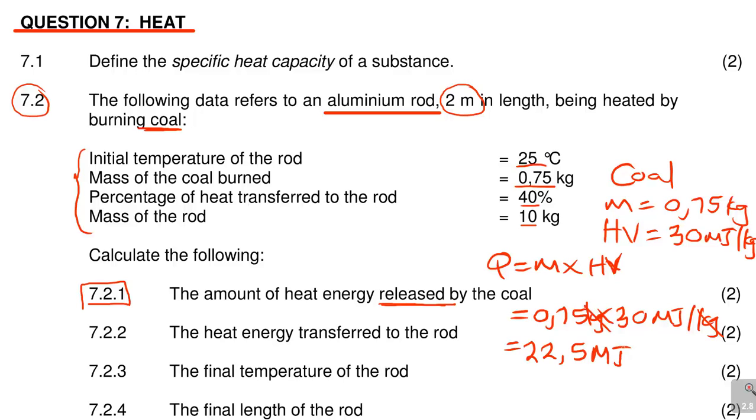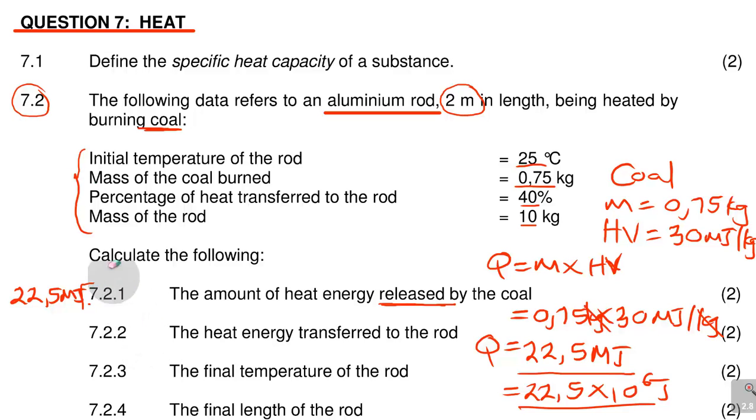What will be left? Q is measured in joules. But in this case, we are looking at Q being 22.5 megajoules. Now, don't forget, megajoules is the same as saying 22.5 times 10 to the power 6 joules. That's what it simply means. So that is the first part of this answer that we're getting. So if I can write it here, it's 22.5 MJ.